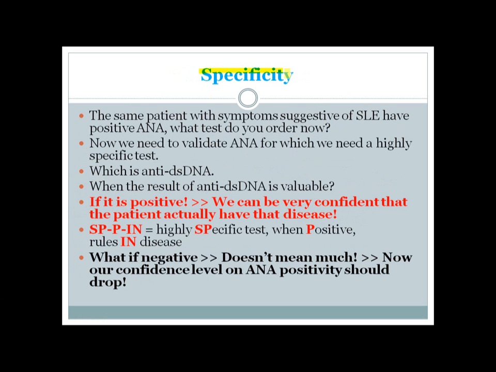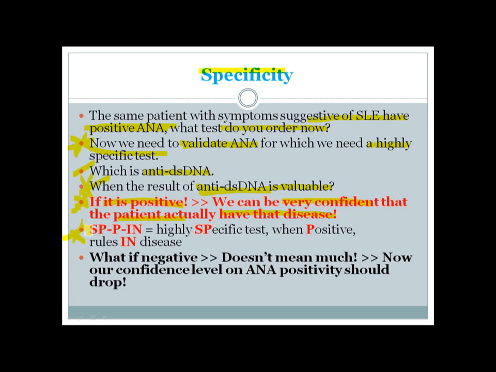So, specificity. Suppose the same patient with symptoms suggestive of SLE has a positive ANA. As the patient has a positive ANA, what test do you do now? We need to validate the positive ANA result, for which we need a very highly specific test, and we actually have one, which is anti-dsDNA. Now the question is, when is the result of anti-dsDNA more valuable? Is it when it becomes positive, or when it becomes negative? The answer is the anti-dsDNA test is most valuable when it is positive, because then we can be very confident that this patient actually has the disease.